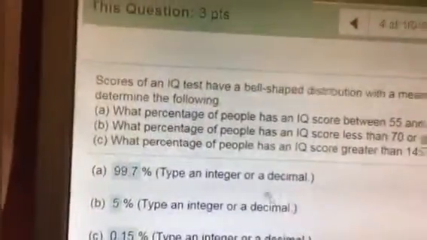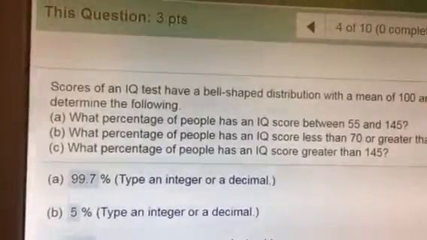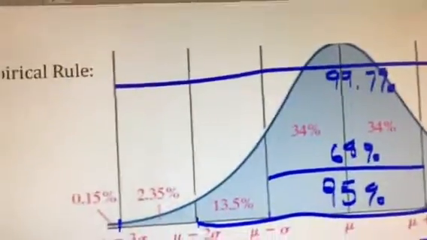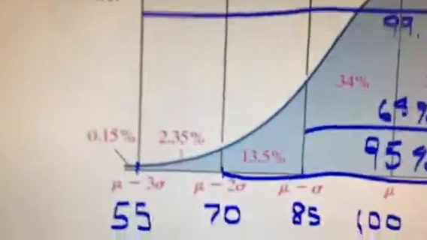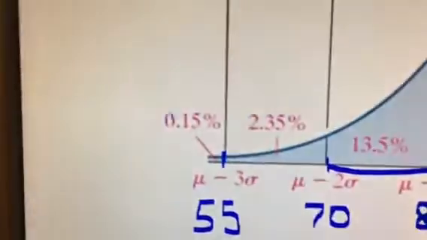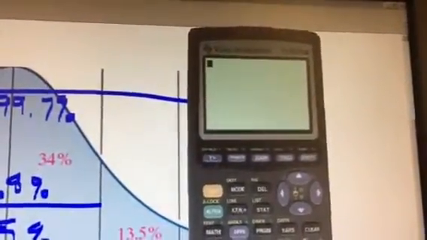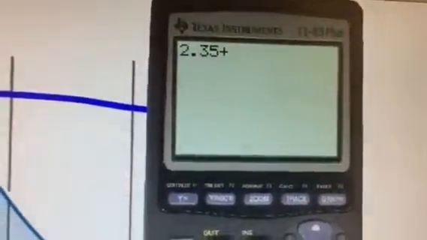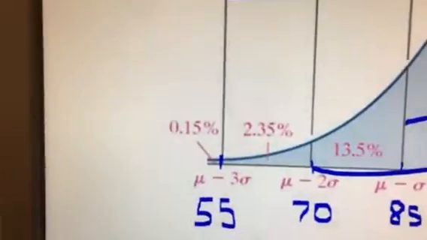Now, the next one said, what percentage of people has an IQ score less than 70 or greater than 130? So let's go back and look at less than 70, and we're going to add those on our calculator. Okay, so less than 70 is going to be the 2.35 and the 0.15. So on my calculator, I am going to add those. 2.35 plus 0.15. That is the area that is less than 70.